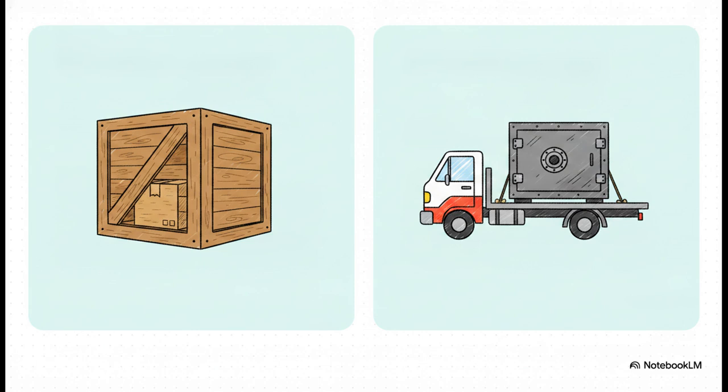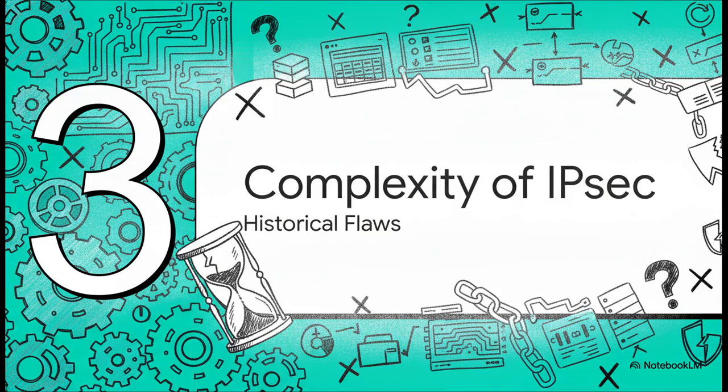Okay, so how does this armored vault actually travel across the web? IPsec uses one of two modes. It can use tunnel mode to wrap the entire original IP packet, header and all, inside a brand new packet. This is your standard gateway-to-gateway secrecy over the open internet. Or it can use transport mode. Transport mode secures only the payload and leaves the original IP header intact, which is absolutely ideal for lighter end-to-end host communications. Moving on to part 3, the complexity of IPsec.